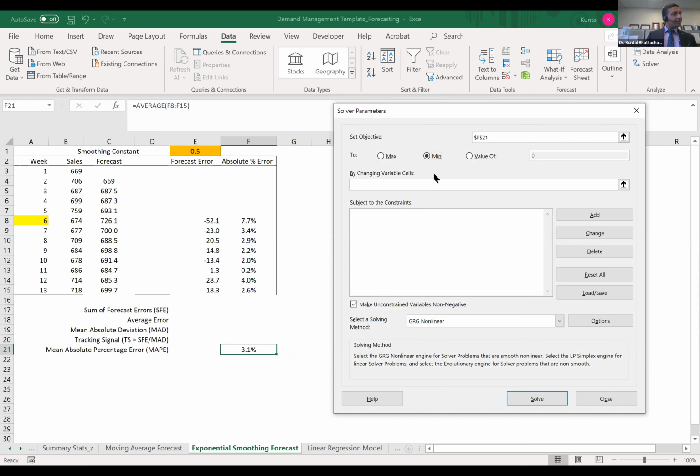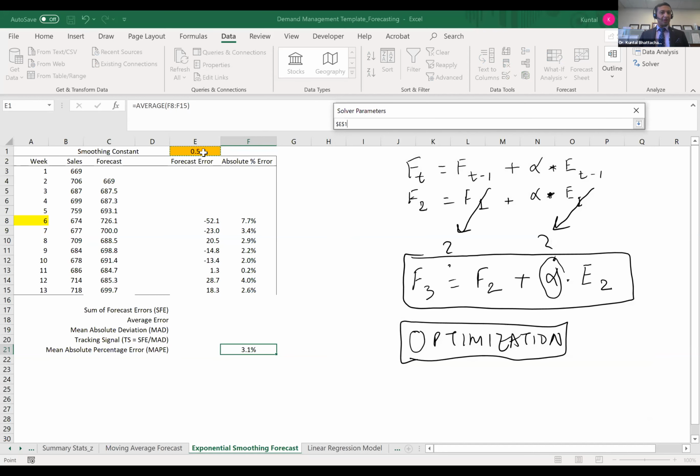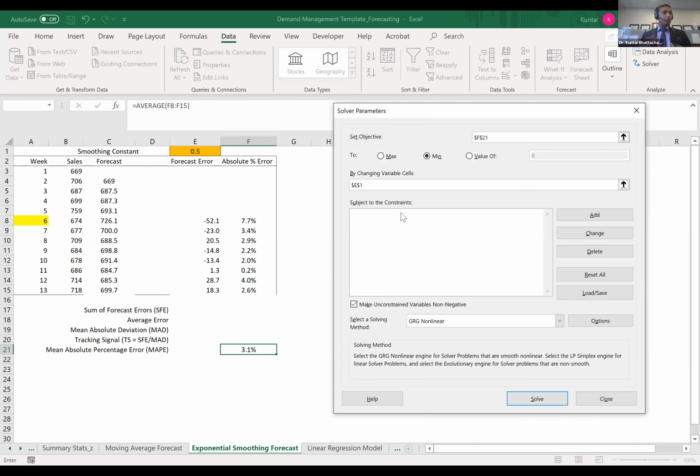By changing variable cells, this is the optimizing part of the process, right? By optimizing the smoothing constant, that's my decision variable. That's the second step of the puzzle. So when I click on that arrow, it allows me to choose a specific cell or a set of cells that I would want to change.